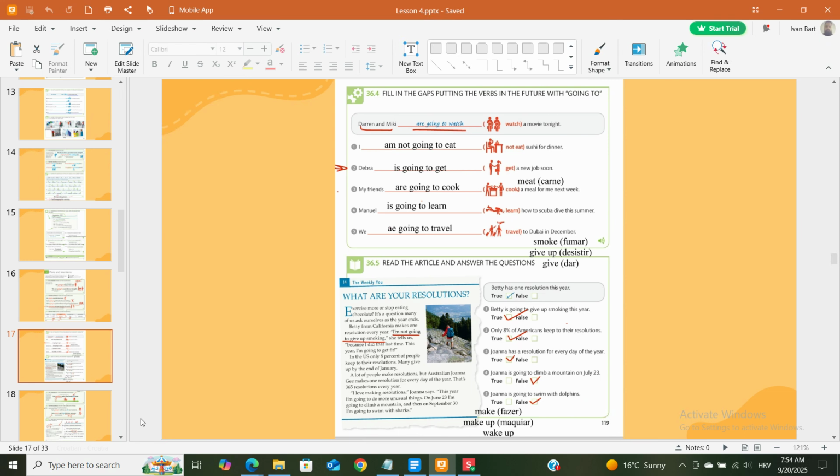Betty has one resolution this year. True or false. Betty is going to give up smoking this year. True or false. Only 8% of Americans keep to their resolutions. True or false. Joanna has a resolution for every day of the year. True or false. Joanna is going to climb a mountain on July 23rd. True or false. Joanna is going to swim with dolphins. True or false.